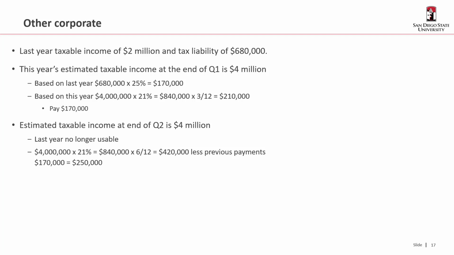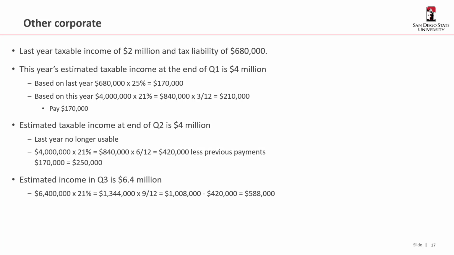Now the second quarter rolls around. So here I am, it's June 15th. I'm using the same estimate of taxable income based on the first 3 months. I can no longer rely on last year because I'm a large corporation. So throw that one out the window. $4 million times 21% is $840,000, times 1/2 of the year, 50%, that's 420,000. So the tax rules say at this point I owe 420,000 of estimated tax payments. Well, I've paid 170,000 already, so my second quarter tax payment is 250,000.